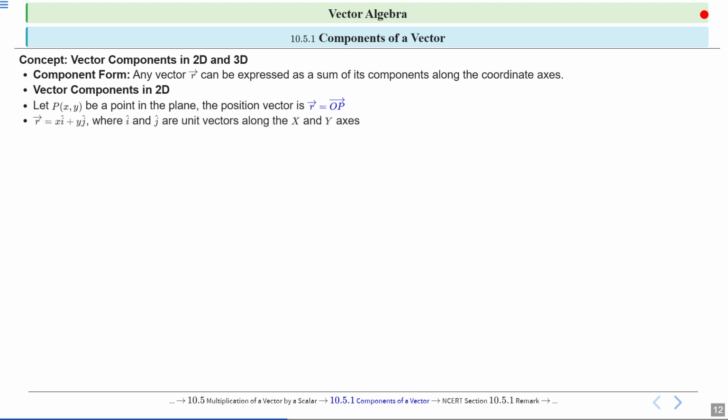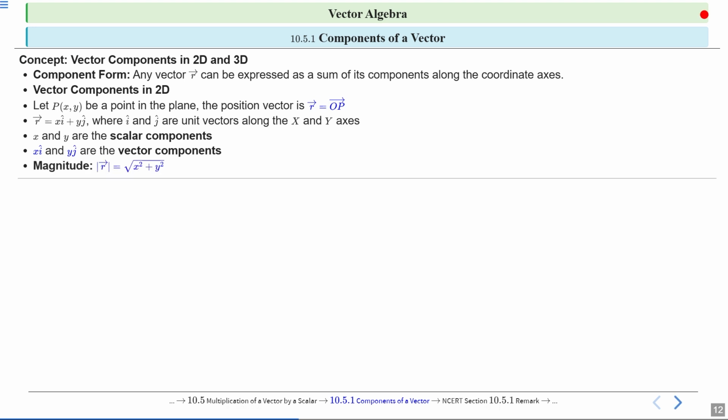So R vector will be x i cap plus y j cap, where i cap and j cap are the unit vectors along x and y axis, right? So x and y are the scalar components. So x i cap and y j cap are the vector components, okay? So magnitude of R vector will be equal to root over x square plus y square, right?